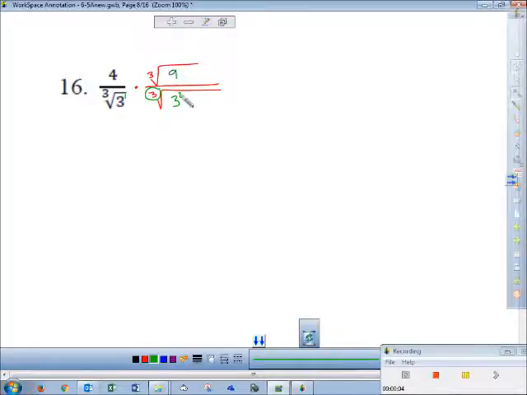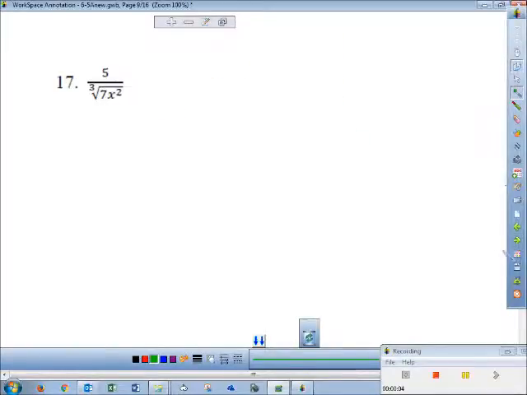Now I'm going to put a 9 upstairs, because that's really what 3 squared is. And this is 4 cube roots of 9 all over nothing but the base 3. Then you check to see if that can reduce. Not happening.